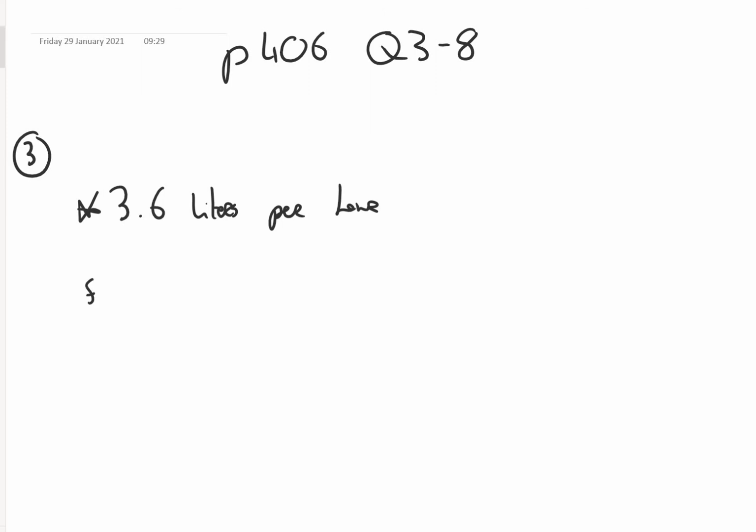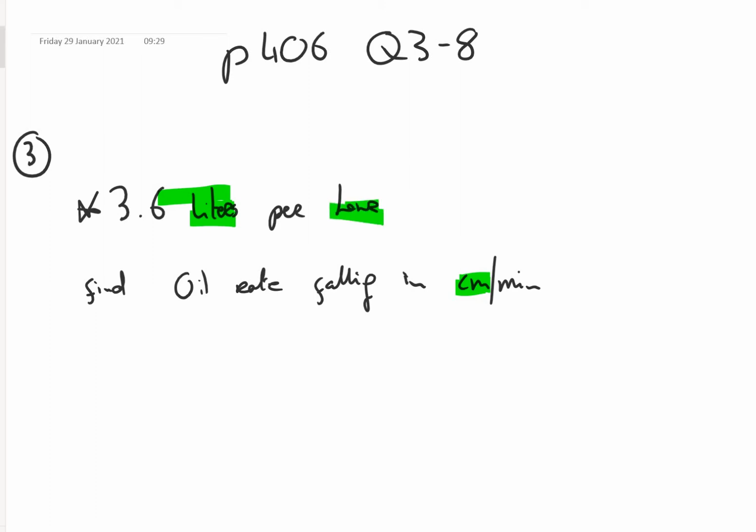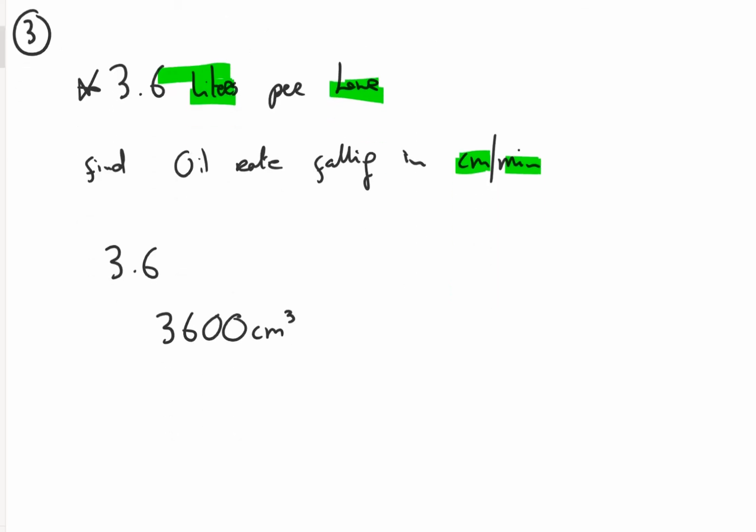So find the oil rate falling in centimeters per minute. Okay, so the first problem we have is this is litres and we want it in centimeters, and it's per hour and we want it in minutes. So what we will do is we will take this 3.6 and it's in litres, we want it in centimeters, so we multiply it by 1000. So 3.6 multiplied by 1000 is 36,000 centimeters cubed.